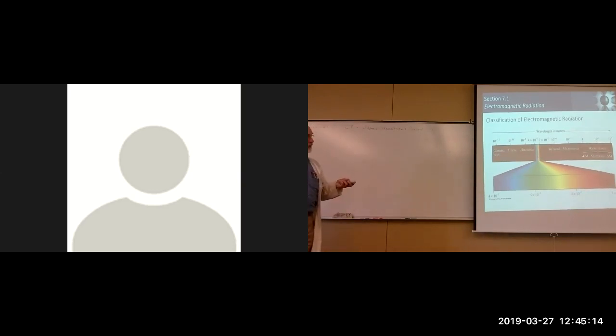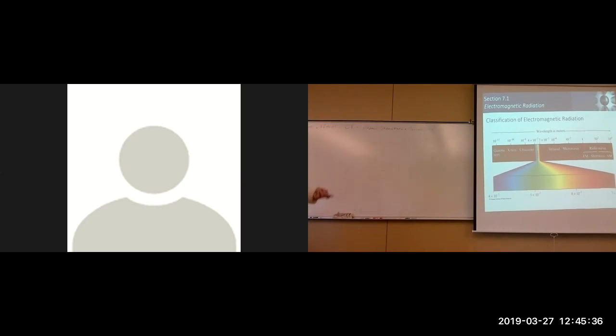Then radio waves, of course. If you turn on your FM radio or your AM radio, that's the range you're going to find there. They're very long wavelengths. You get way out here, what's that, 10 to the fourth? 10,000 meters between one peak and the next. So very long wavelengths.